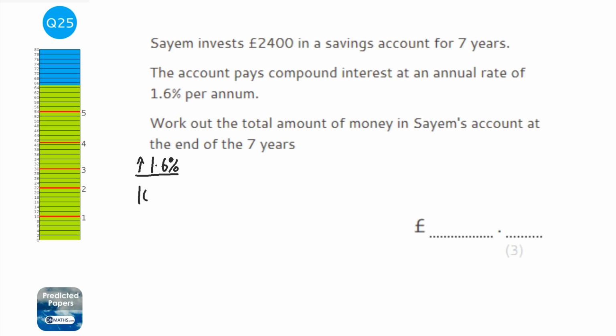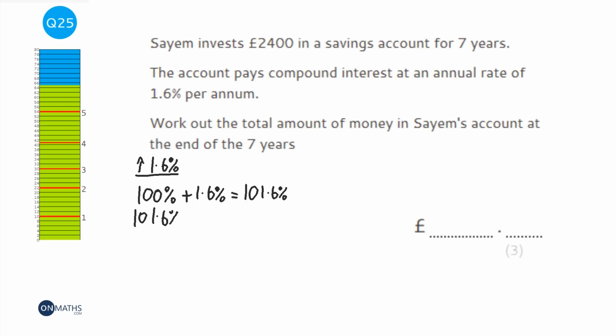So to use the multiplier method, you start off with 100%. You add or take away the percentage depending on the question. Here we're adding because it's going up by 1.6%, and we're going to end up with 101.6%. Then you work that out as a multiplier. Now to do that, all you do is you divide by 100, and all you're doing is converting it to a decimal. Multiplier is just a posh way of saying decimal.